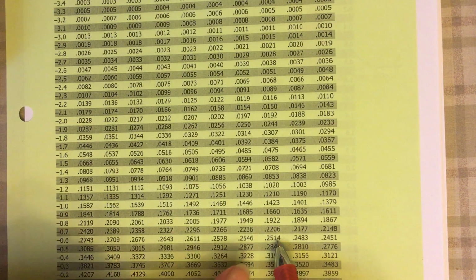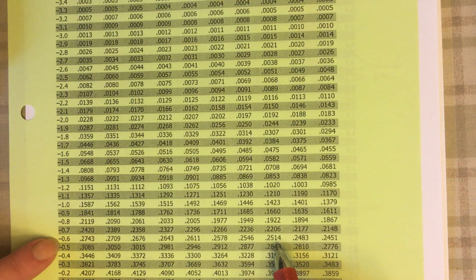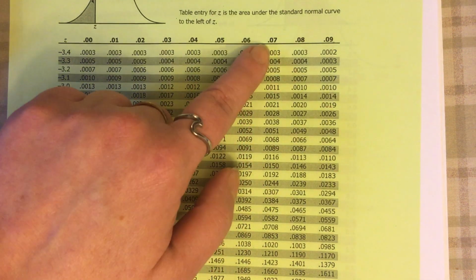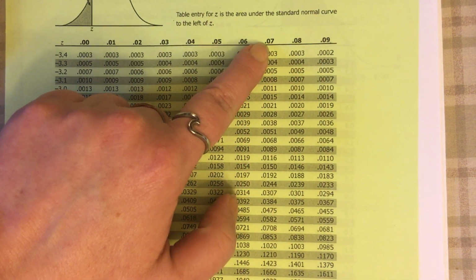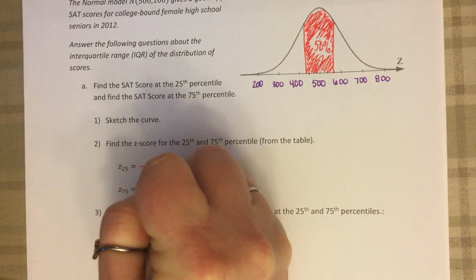Looking at our table, if we go to the left in this row, we are starting in the row that starts with z equals negative 0.6. And then if we go up just slightly, notice that our second decimal value is 7. So for our 25th percentile, the closest we can get, z is negative 0.67.